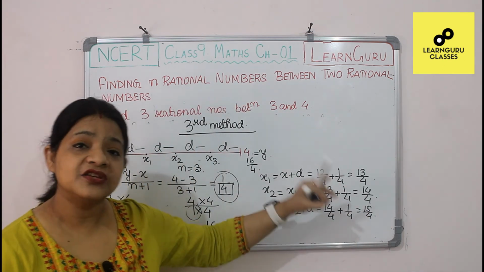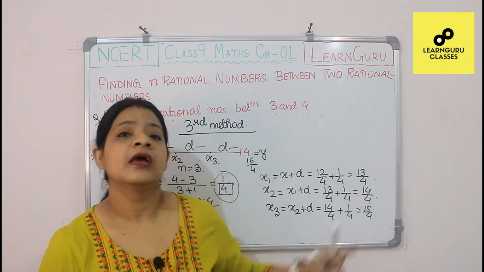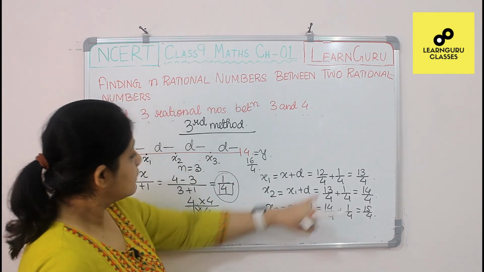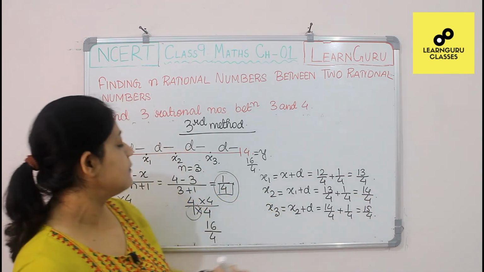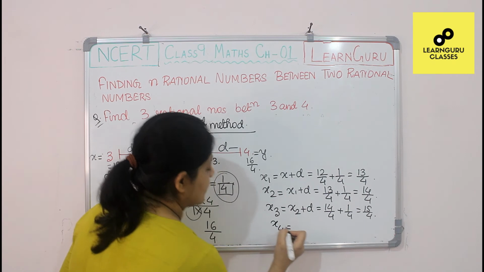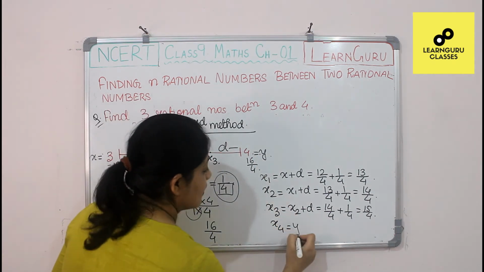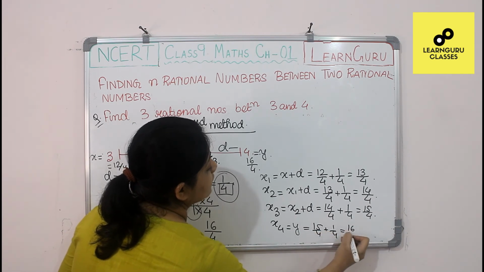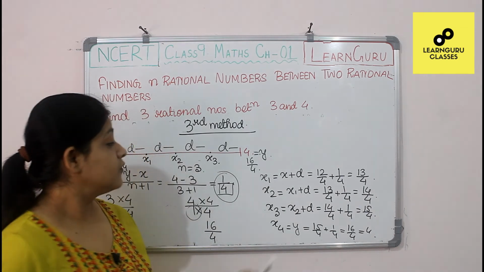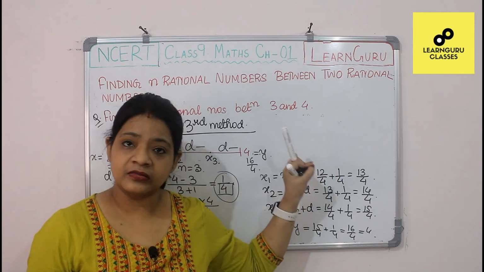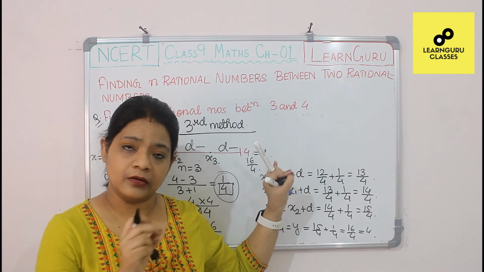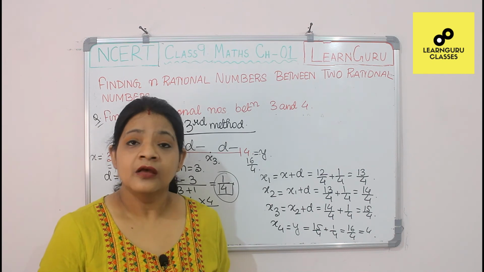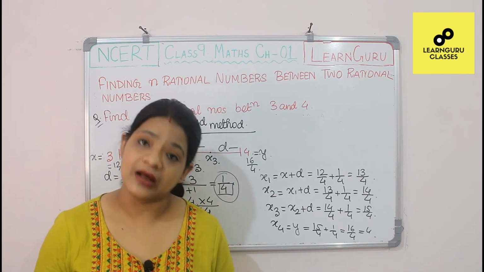So is the result matching with the second method that I have used? Yes, it is matching with the second method. So this is how we get 13 by 4, 14 by 4, 15 by 4. So x4 will be what? x4 is the final point, that is y. You are getting y as 15 by 4 plus 1 by 4 equal to 16 by 4, that is 4. So you are getting the final answer, the value of the final point y equal to 4. So you can say that your calculations are correct.